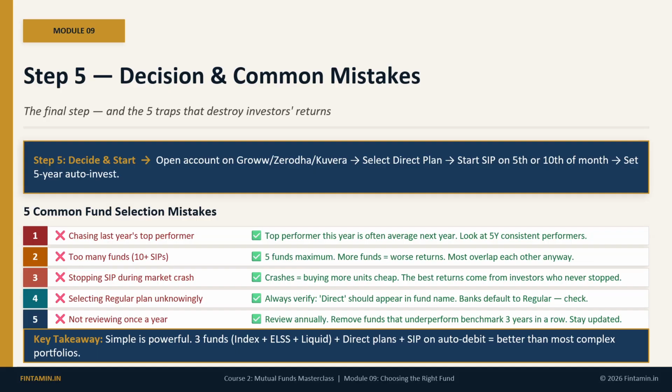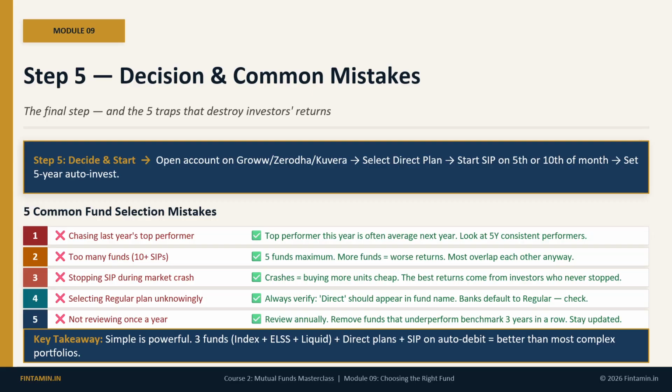Now let me warn you about the 5 most common fund selection mistakes. First, chasing last year's top performer. Funds that top the charts in one year frequently underperform the next. Look at 5 years consistency, not 1 year fireworks. Second, holding too many funds. If you have more than 5 funds, the additional diversification is zero. They all own the same stocks, and your tracking gets complicated.